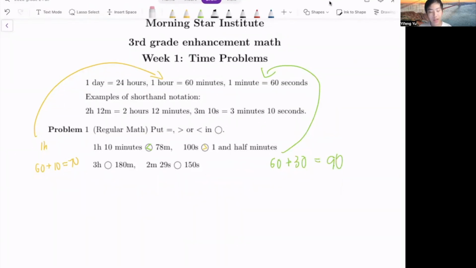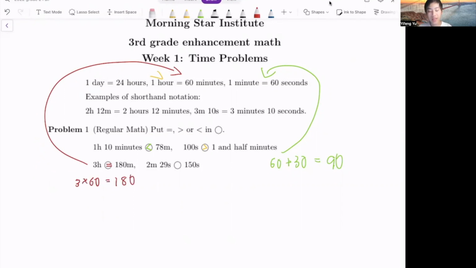Third one, 3 hours is something to 180. As you can see here at the top, it says 1 hour is equivalent to 60 minutes. So 3 times 60, that's 180. It's the same thing. So equal to.